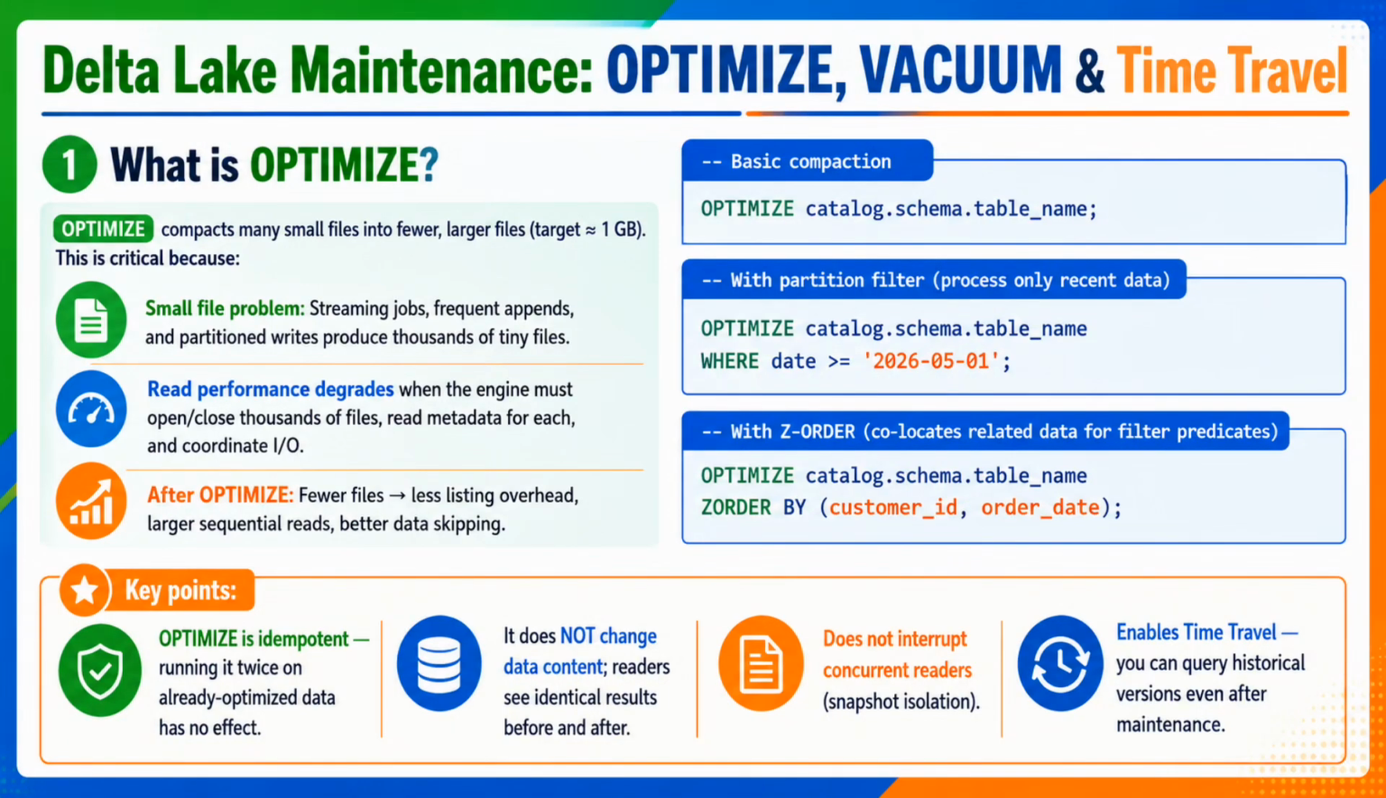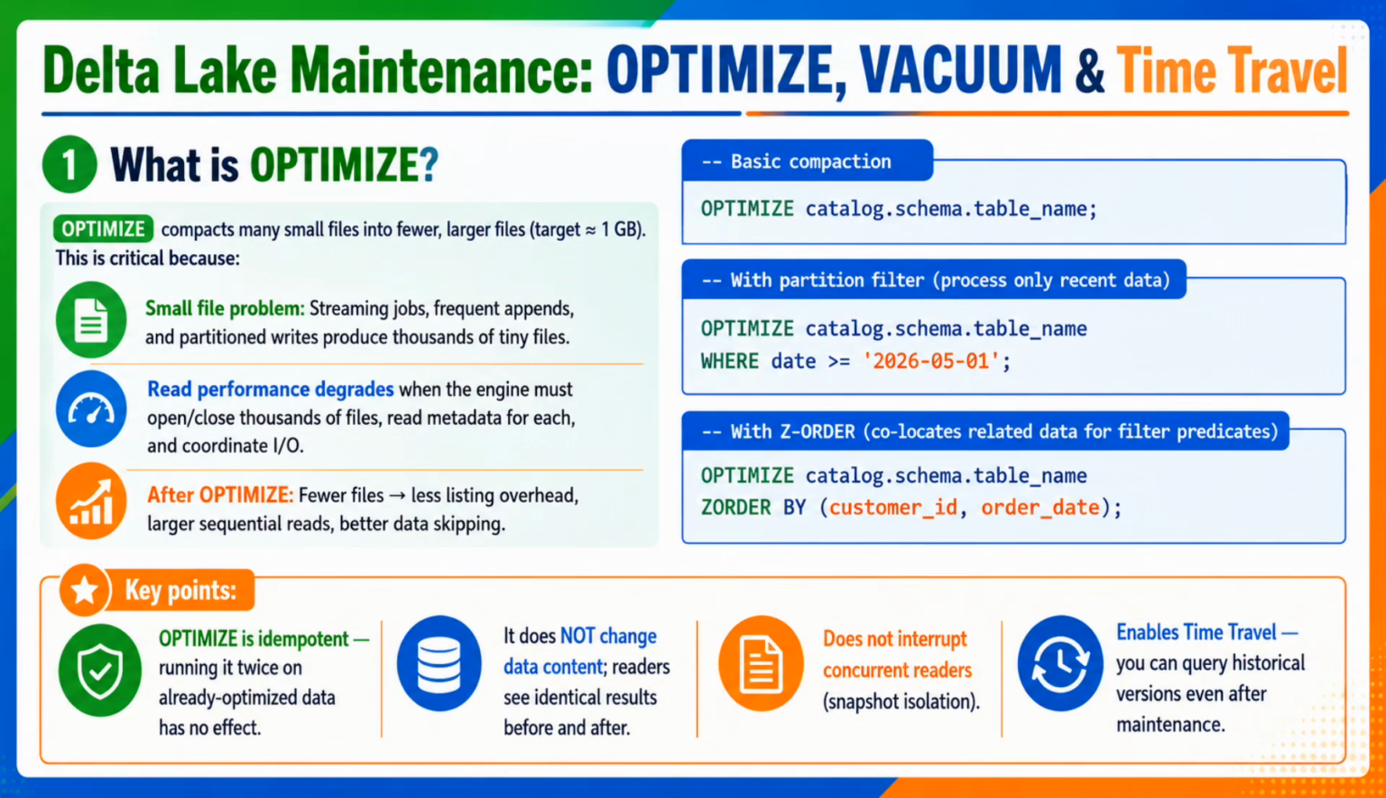What is Optimize? So, what exactly is Optimize? Optimize is a Delta Lake maintenance operation that compacts many small files into fewer, larger files, with a target file size of approximately 1 gigabyte. But why do we need this?